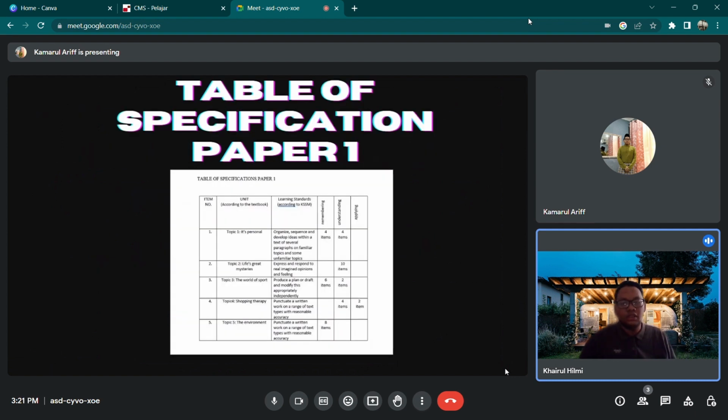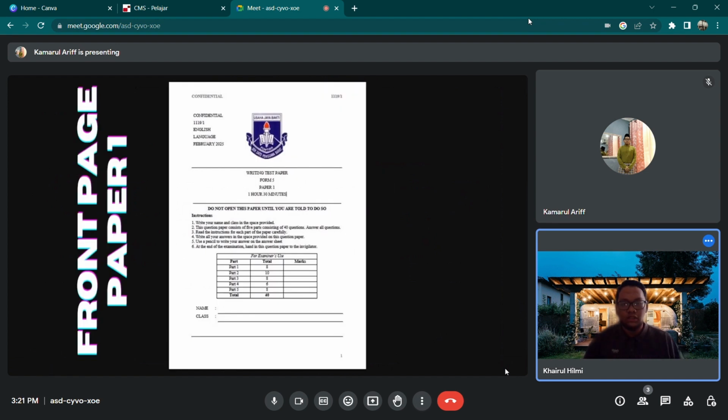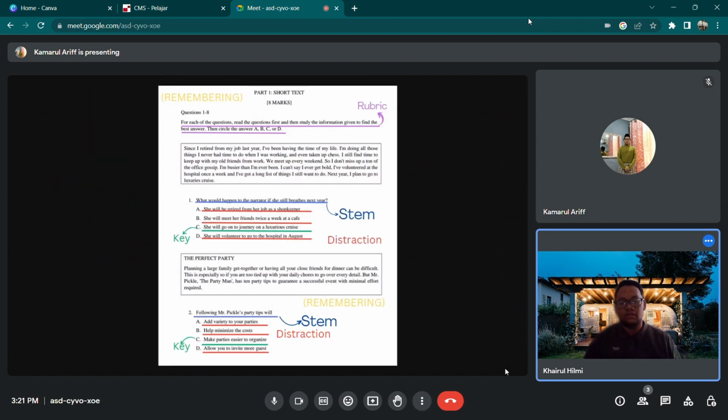So this is our task table for paper 1. We chose five topics for paper 1 that are suitable for Form 5 students to answer. So next. This is our front page. It contains a school logo, exam time duration, and the marks for every part. Next. I'm gonna pass paper 1 to Muhammad Syafiq to present.